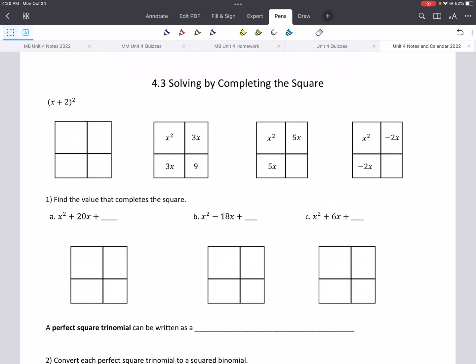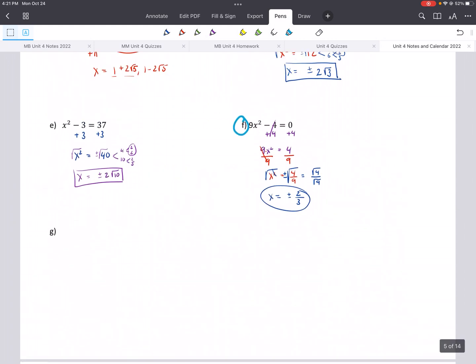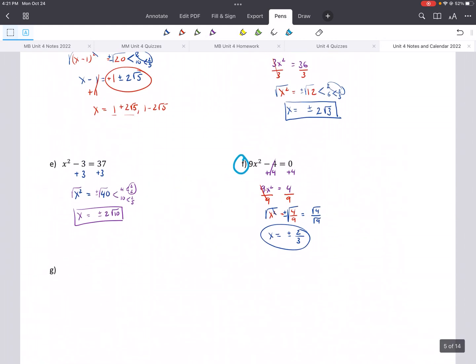Hey everybody, this is 4.3, solving by completing the square. Our last lesson, 4.2, is when we used square roots to solve. What we're doing today is still kind of using that, but this is part 2. All of the problems we were given had just one variable being squared, and that works really well when we're trying to solve using square roots.